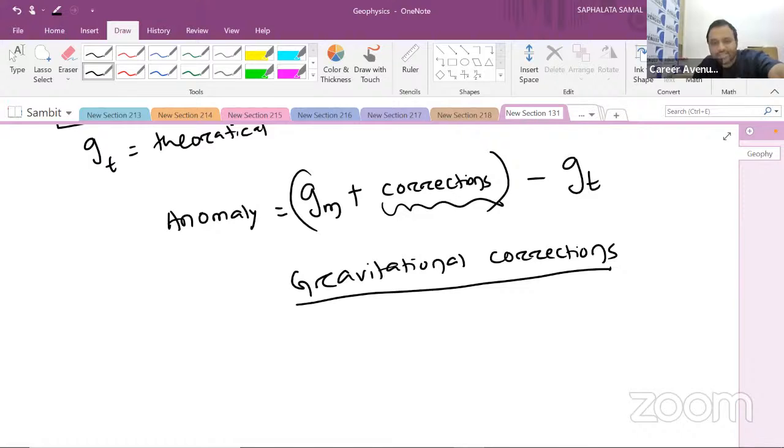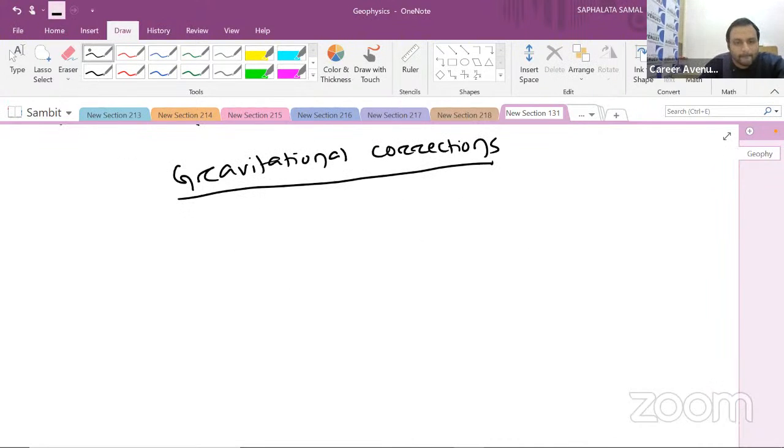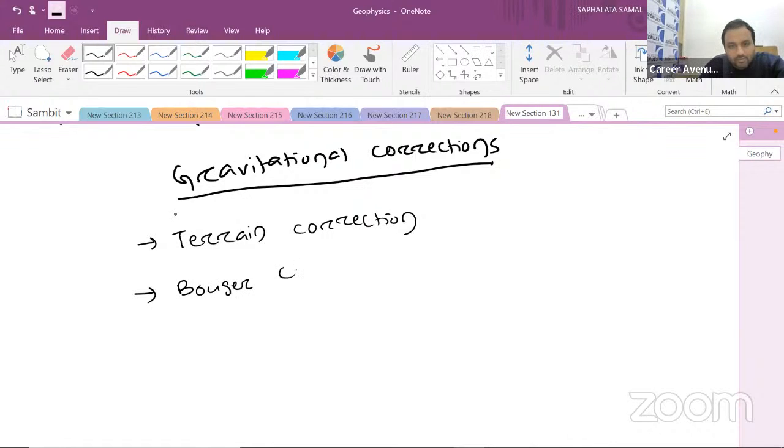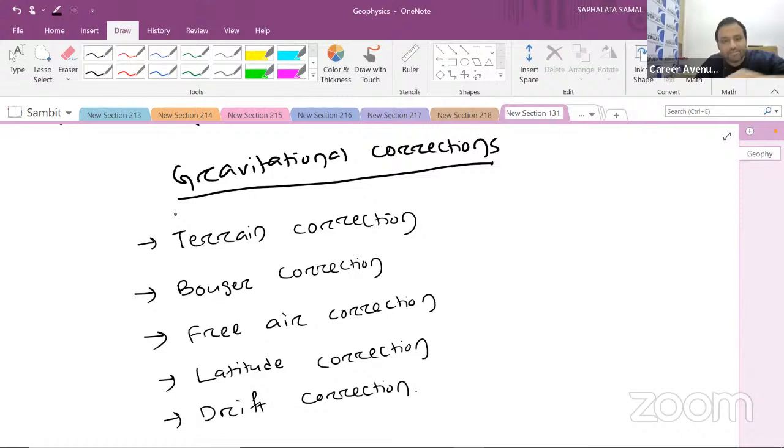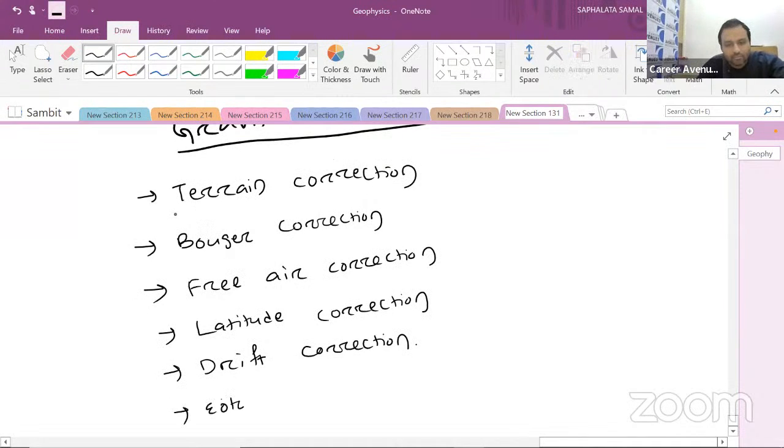What are the corrections we see? Terrain correction, Bouguer correction, free air correction, latitude correction, drift correction, Eötvös correction. These are the correction terms we see in the gravity survey.